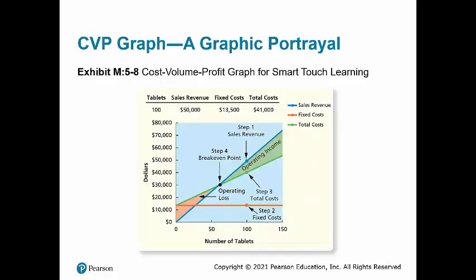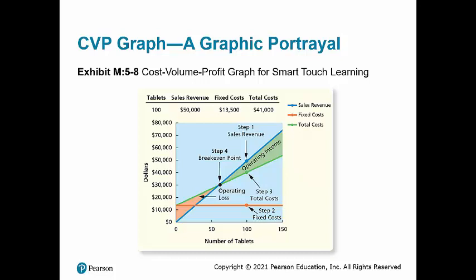This exhibit shows a cost volume profit graph. This graph shows how changes in the level of sales will affect profits. As in the variable, fixed, and mixed cost graphs we previously looked at, the volume of units is on the horizontal axis and the dollars are on the vertical axis. To graph the cost volume profit relations for Smart Touch Learning, we draw the sales revenue line, the fixed cost line, and the total cost line. Then we identify the break-even point.